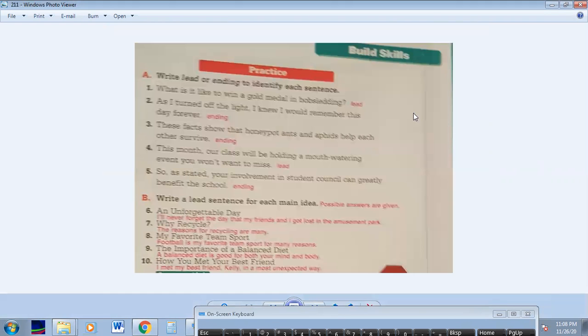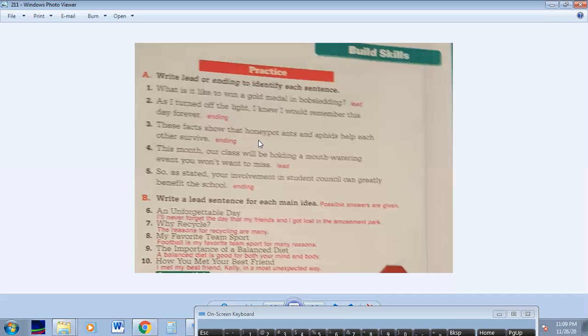It says write lead or ending to identify each sentence. The first one says, what is it like to win a gold medal in bobsledding? This is a lead. This is how we would start a paragraph that talks about how to win a medal in bobsledding. As I turned off the light, I knew I would remember this day forever. This is an ending. As I turned off the light, that means we're closing something, we're finishing something. That means we've already explained the day. And this is how we're ending our writing.